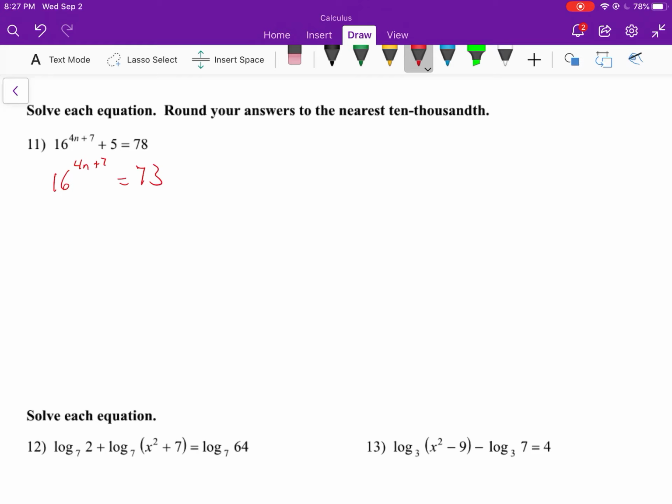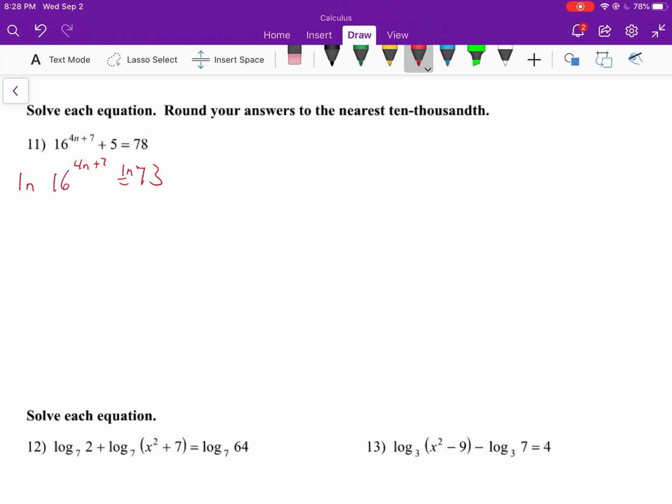And now we actually have a couple options, but what we first learned to do was, if you have an exponential and they're not related, like 16 and 73 don't factor down to the same base, then we can take the log of both sides. You can take the common log of both sides or the natural log. I usually just write the natural log of both sides.